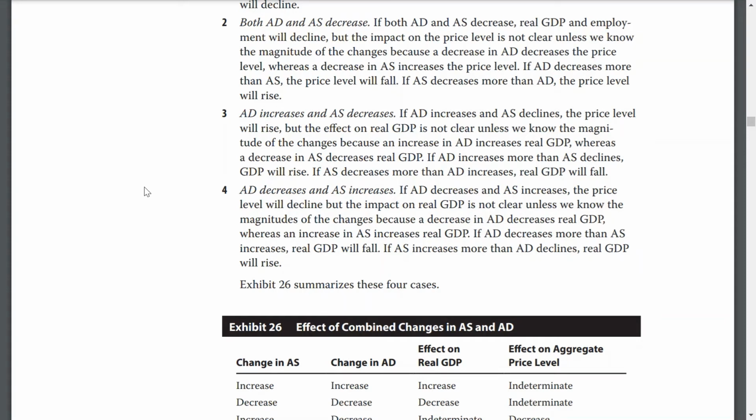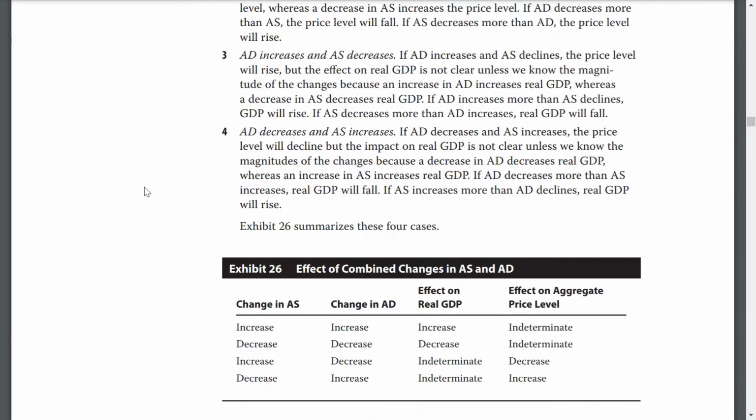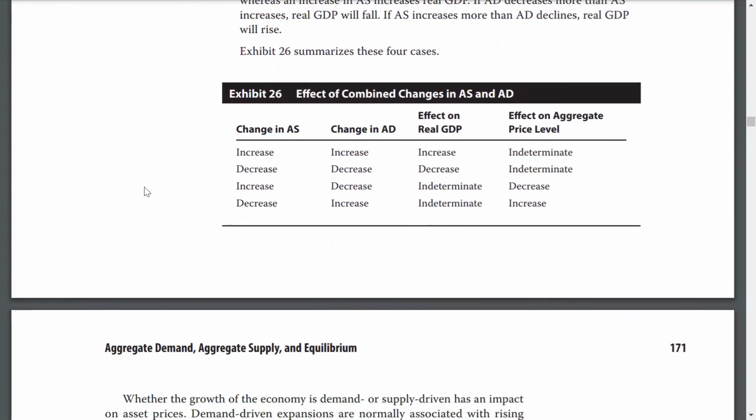Aggregate demand decreases and aggregate supply increases. If aggregate demand decreases and aggregate supply increases, the price level will decline, but the impact on real GDP is not clear unless we know the magnitude of the changes, because a decrease in aggregate demand decreases real GDP, whereas an increase in aggregate supply increases real GDP. If aggregate demand decreases more than aggregate supply increases, real GDP will fall. If aggregate supply increases more than aggregate demand declines, real GDP will rise. So here is a combination of what it looks like.